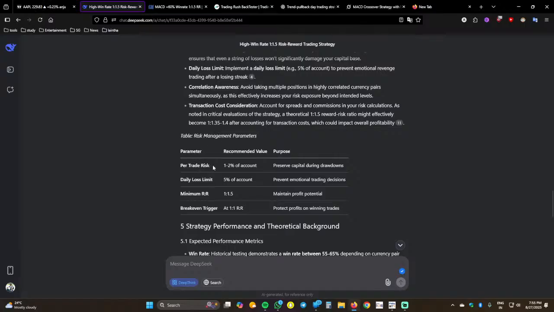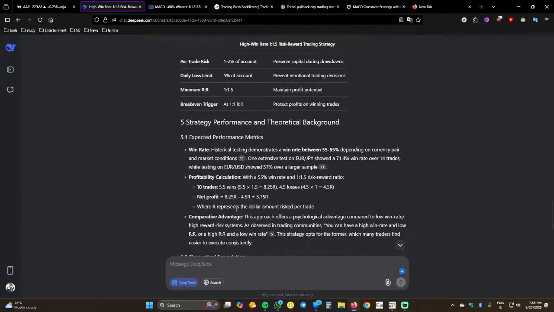Per trade risk: 1 to 2% risk for each trade. Daily loss limit: 5% of the account. So if the account goes down by 5%, we'll just stop for the day and then start fresh the next day. Minimum RR 1 to 1.5. Break even trigger at 1 to 1 RR.